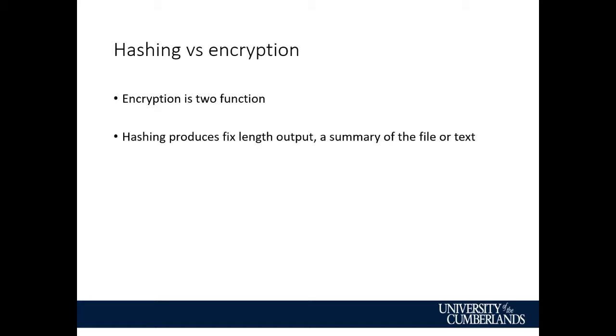Now hashing produces a fixed length output. It's basically a summary of the file. It takes all the information, looks at it, and converts it to a fixed length output. And this allows us to look at it and do something with it. And we're going to go over what those different things are that we can do.